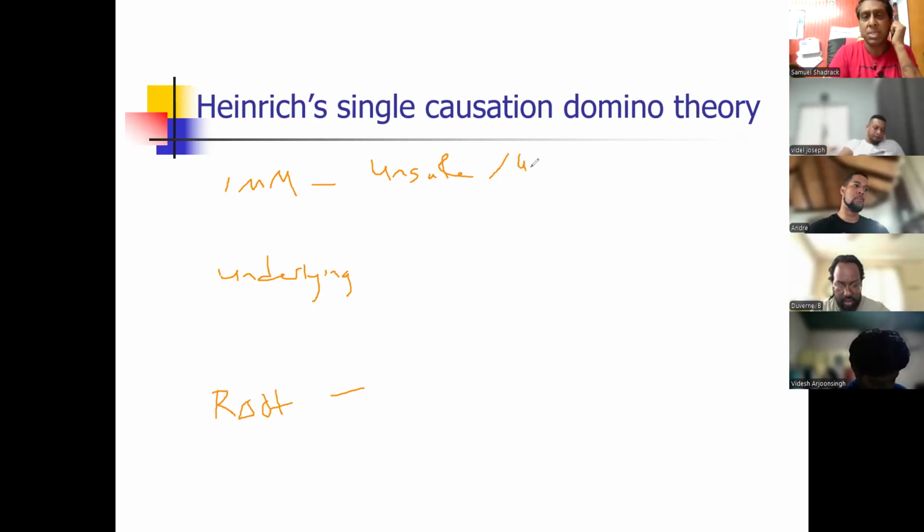Then I should probably just write it once. I'm going to write it once. So I'll put unsafe, and I'll just put the two things there, right? Unsafe actions and unsafe conditions.